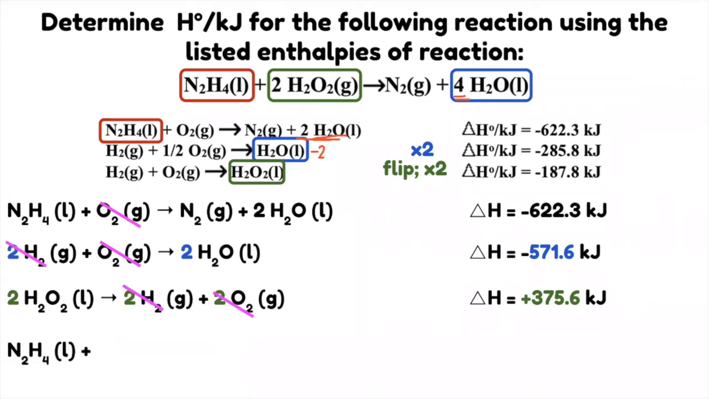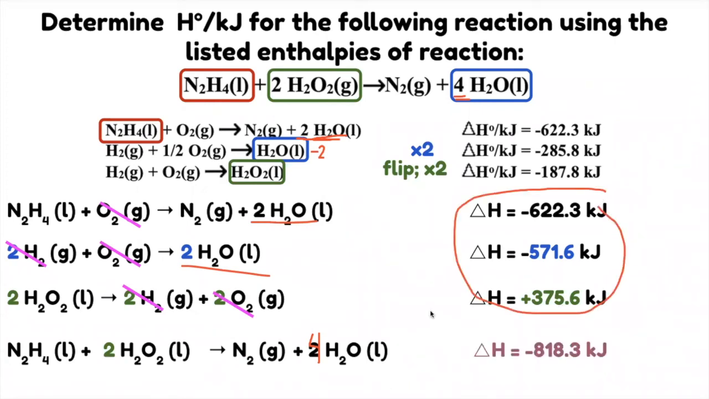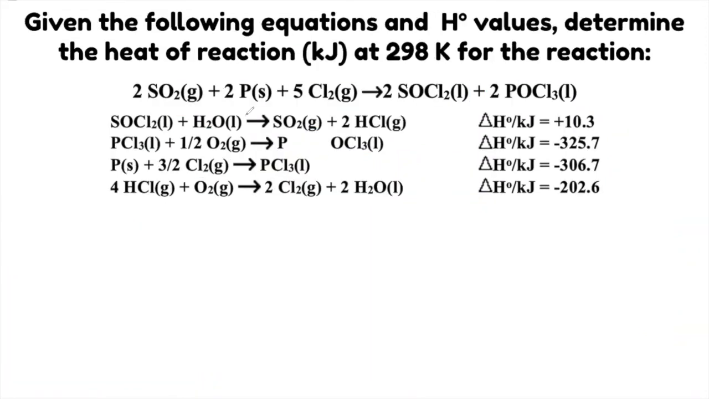Okay, so just add everything or bring down everything. And 2N2H4 liquid plus 2H2O yielding N2, and 2 moles of H2O plus 2 moles of H2O will give me 4. It should be 4 H2O because it's 2 plus 2. So then just add this and you will get negative 818.3 kilojoules. Now let's have the last example. Okay, first equation we can get SOCl2.